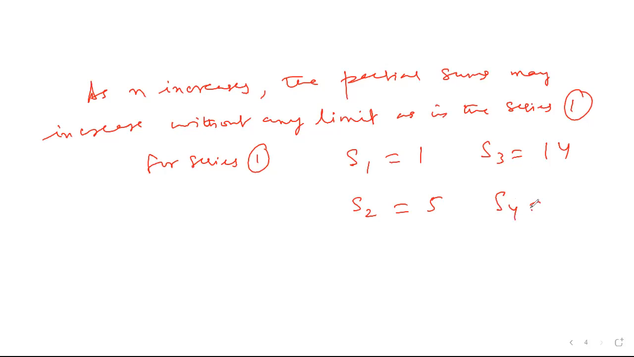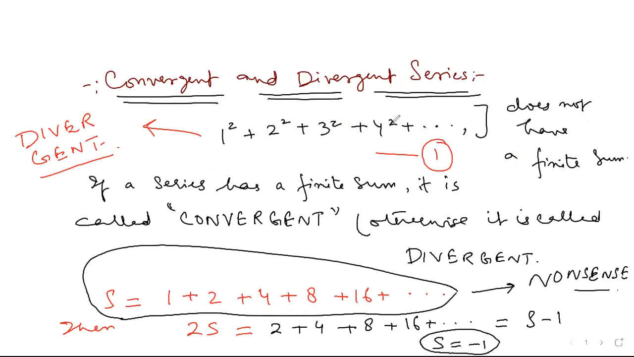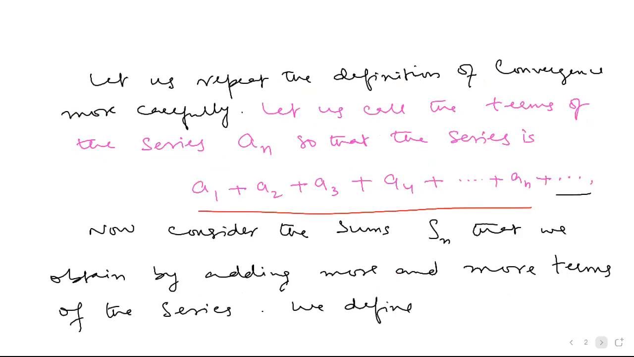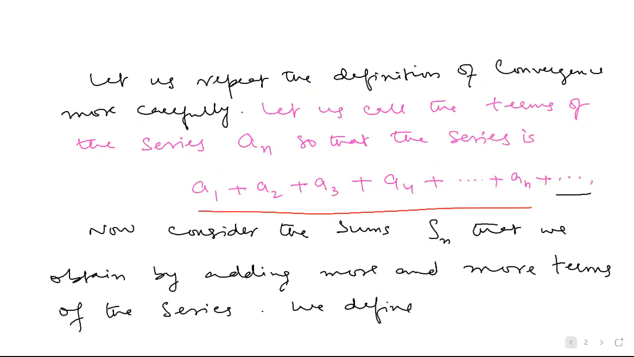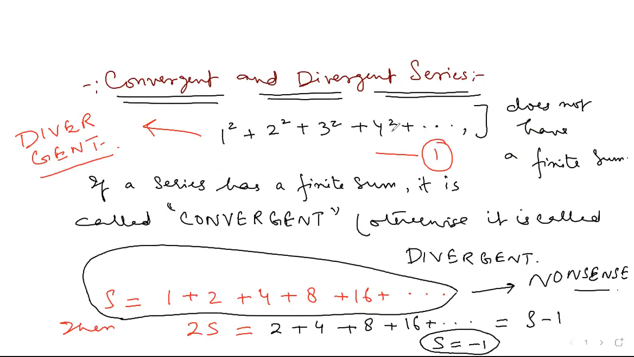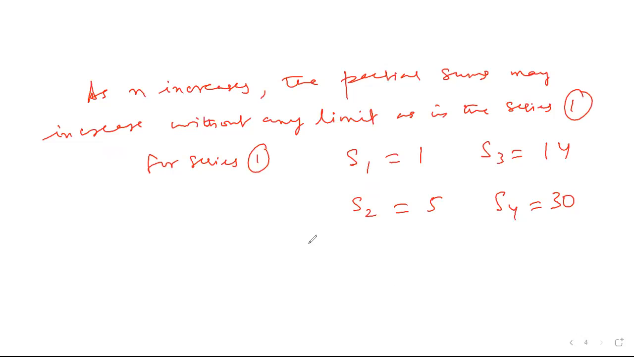Similarly, you can see S4 is 14 plus 4 square, that is 16 plus 14, which is 30. Right? When you add 4 square, 16, to S3, I get S4. As you find S for larger and larger values of n, you see in this series the partial sums go on increasing without any limit.